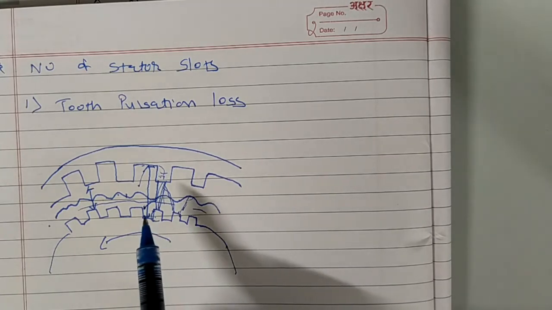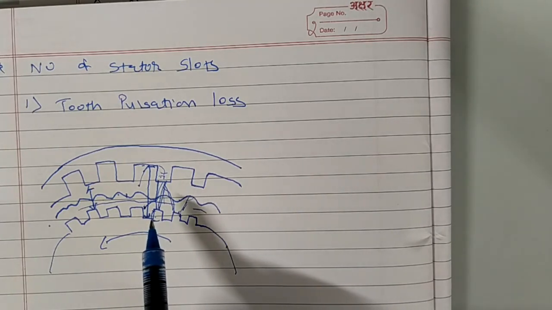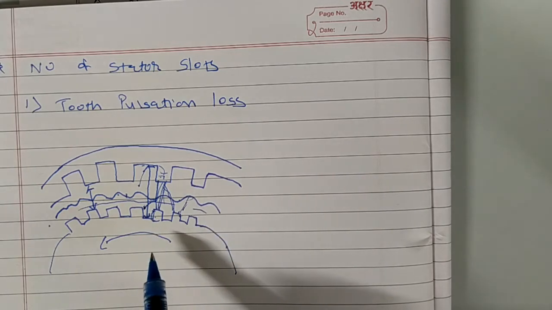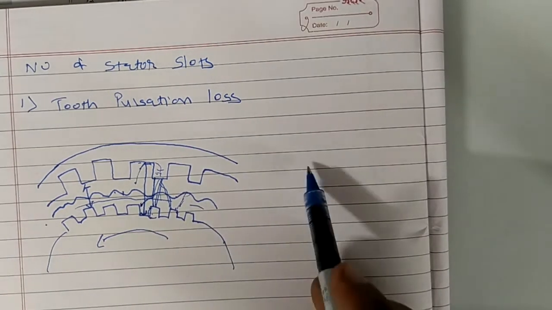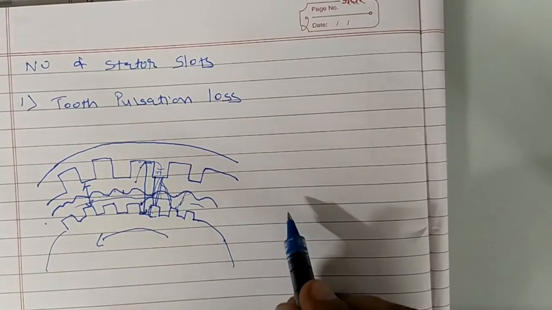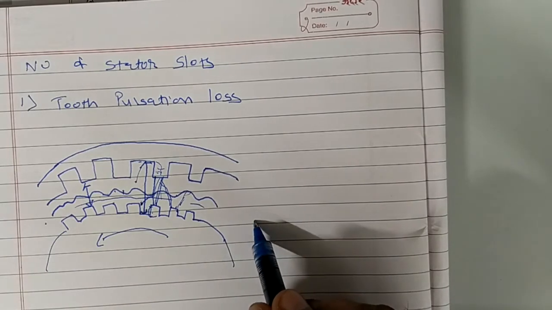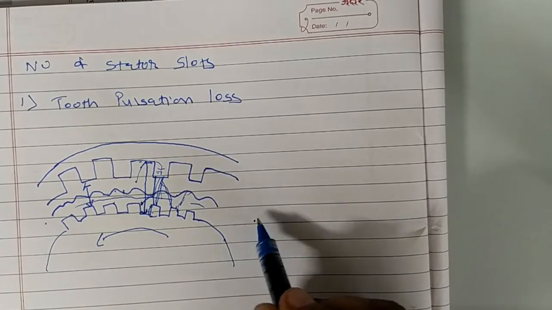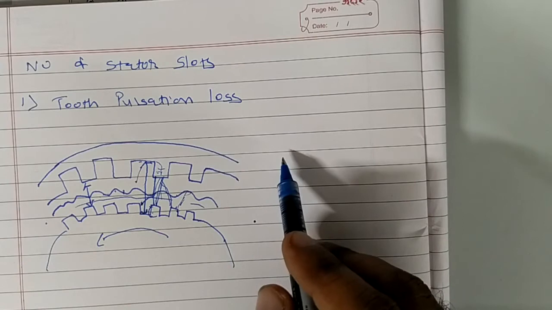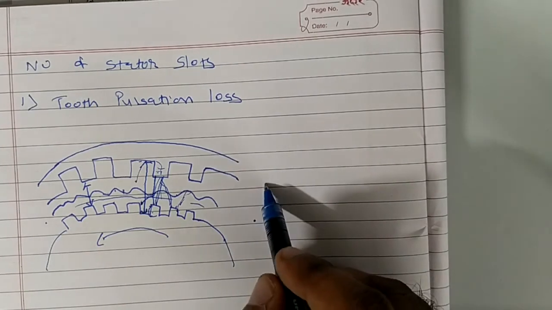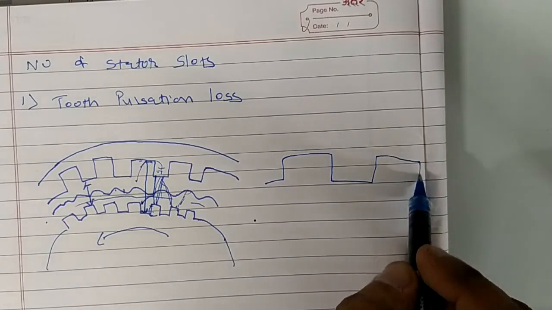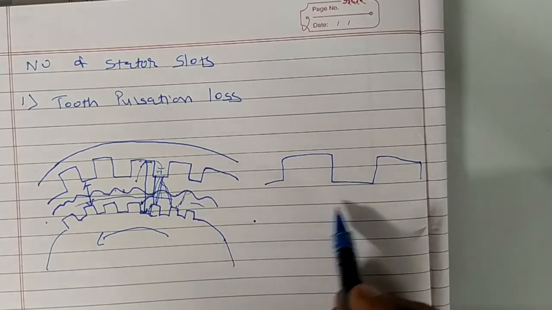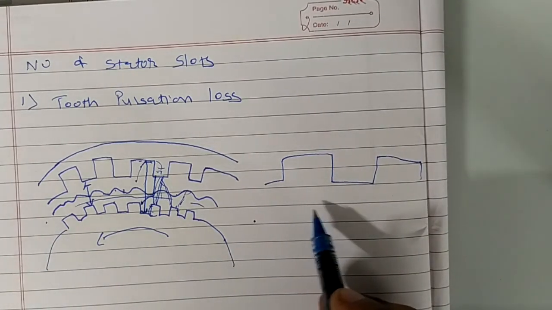So this effect can be minimized by using a large number of narrow slots. It is clear that if I use a low number of slots, then the rotor will look like this. Or if I am using a low number of stator slots, it will look like this. They will have very big width. Even the rotor will also have this kind of big width.